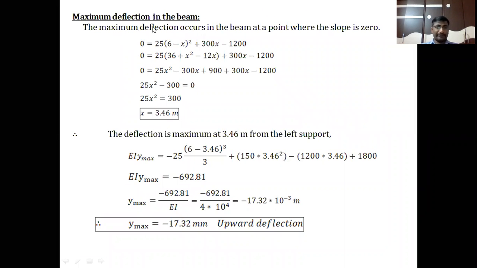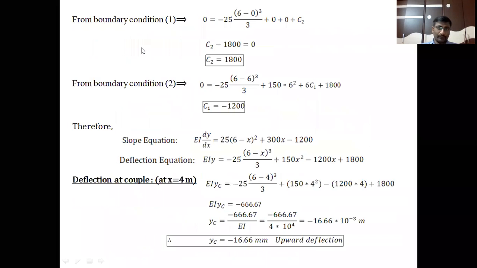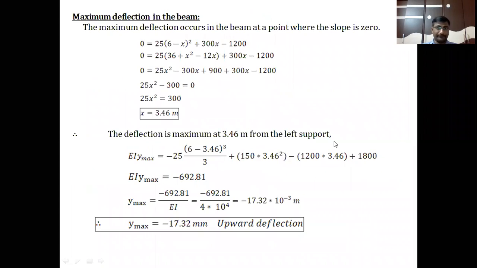The maximum deflection in the beam occurs at a point where the slope is 0. Slope is 0, so we take the slope equation. This is the slope equation. Put dy by dx is 0, so this left hand side becomes 0. In this equation, if we put the left hand side as 0, we will get the x value. So 0 equal to 25 into (6 minus x) whole square plus 300x minus 1200.